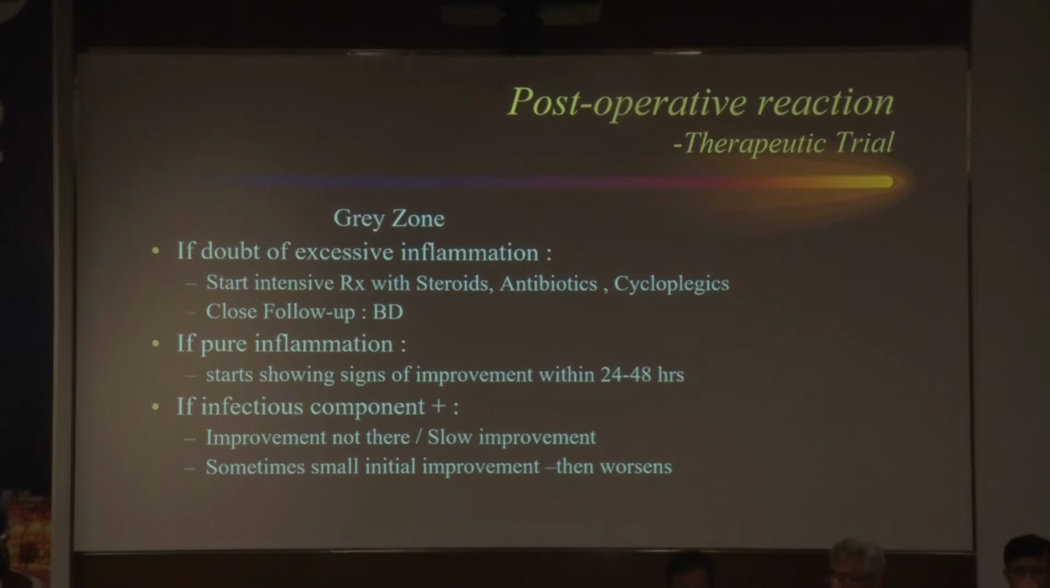Even with all this information, many a times there are patients where we are not able to decide whether this is infection or inflammation. So what we do is, in doubt of excessive inflammation, start intensive therapy with steroids and antibiotics. Antibiotics you have to choose gram negative and gram positive. So we start with moxifloxacin with concentrated tobramycin. Nowadays we are starting with vancomycin drops. With cycloplegics, usually atropine with tropicamide is preferred. Homide does not dilate the pupil.